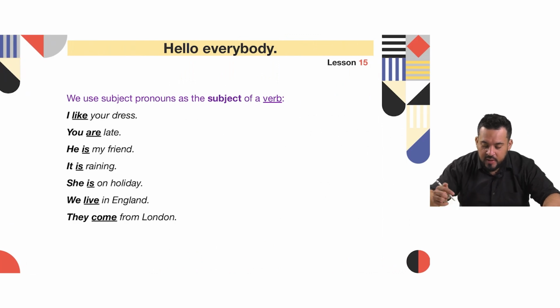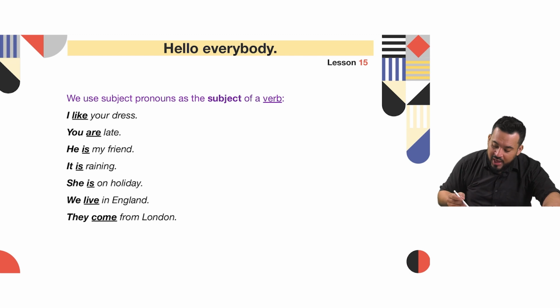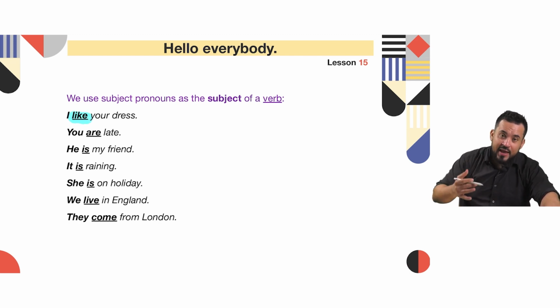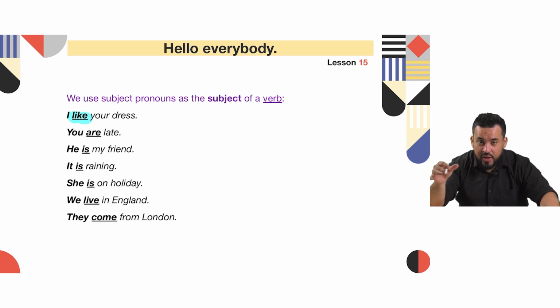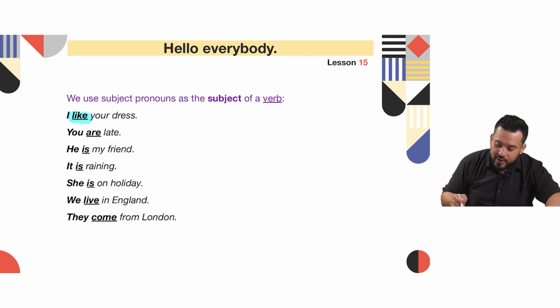Let's take a look. I like your dress. We use the subject pronoun as the subject of the verb. So we will underline the verbs in the next sentences, or highlight them, so you would know where the verb is. And the I will be the subject of that verb. So I like your dress. The subject here is I, and the verb is like. You are late. The subject here is you, and the verb is are.